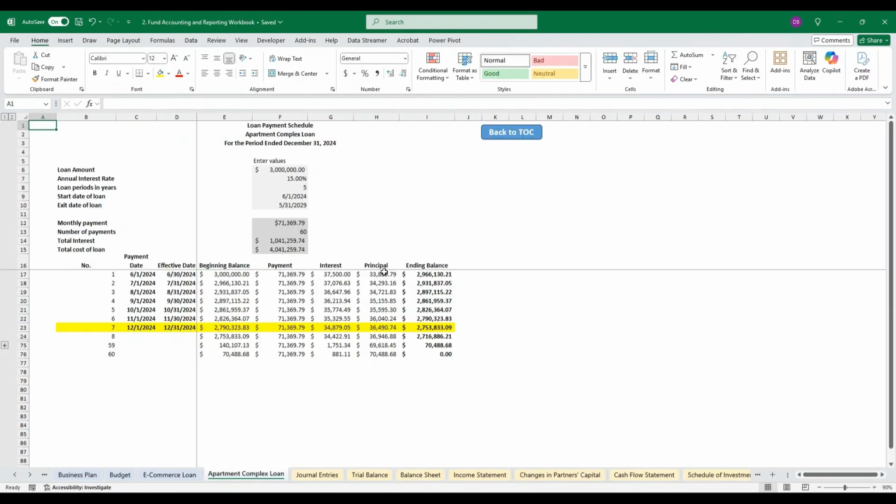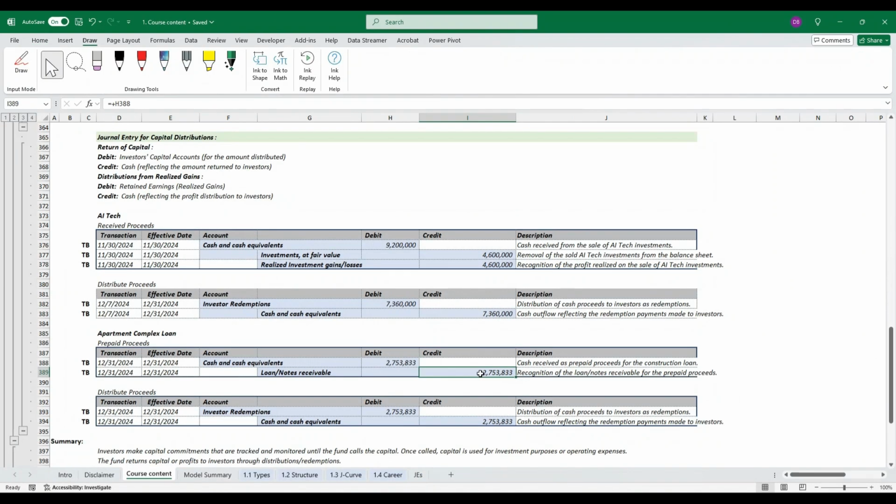For the loan schedule, we originally set it up for 16 months. However, by the end of this year, we decide to make it a prepayment. Then we have the ending balance, $2.753 million. This will be the proceeds we get back from our borrower. We will credit the note receivable. This is a recognition of the note receivable from the prepaid proceeds. Then we're going to distribute the principal back to the investors. And we will have our investor redemption debit, $2.7 million, and we are going to credit our cash. So these are the entries.